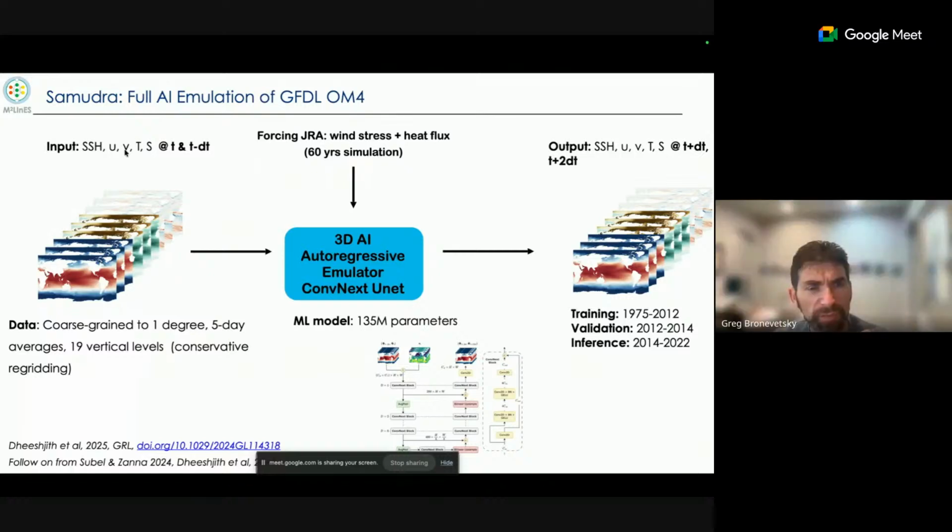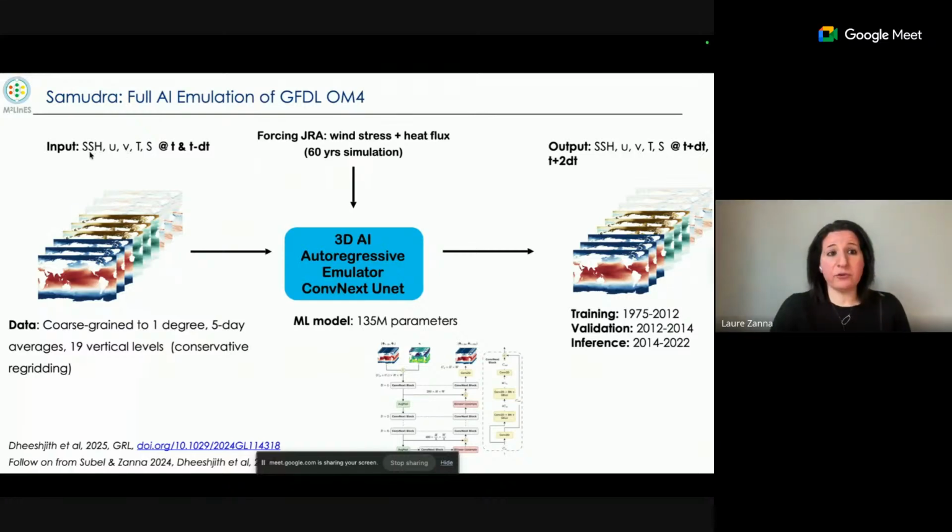Actually, can you name those, because those are not familiar to a lot of people? Yeah. So SSH, sea surface height, U and V are the horizontal velocity components. T, temperature, S, salinity. Got it.